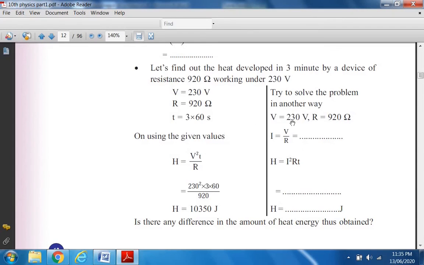Next, we can solve this problem using the equation H is equal to I square RT or H is equal to VIT. In all these cases, the heat energy will be the same, 10,350 J. Here I is equal to V by R. What is V? 230 by 920 will be how much? 0.25 ampere. So H will be equal to 0.25 the whole square into 920 into 180. That will also be 10,350.